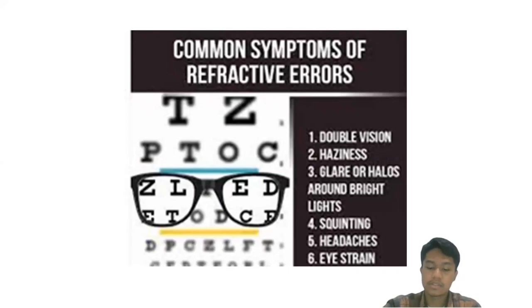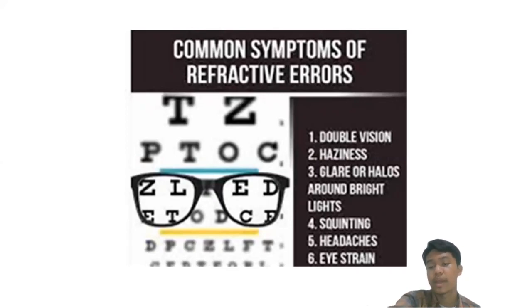The most common symptom of refractive error is blurred vision. Patients report symptoms of eye strain and blurring with difficulty in prolonged reading, double vision, haziness, glare or halos around bright lights. Squinting and headache may also occur. Some people may not notice the symptoms of refractive error.